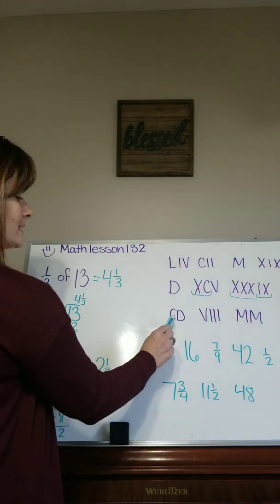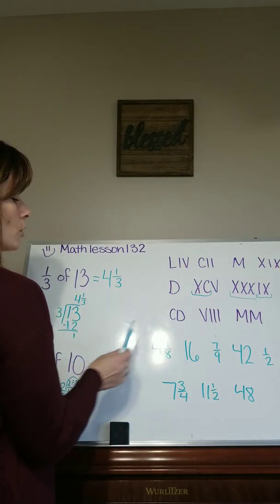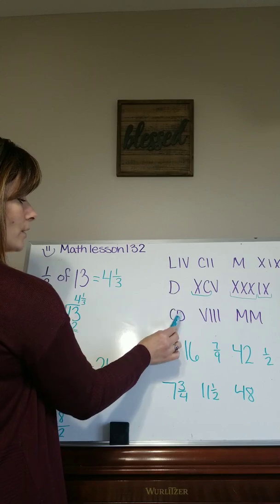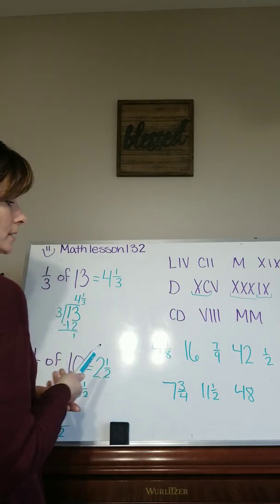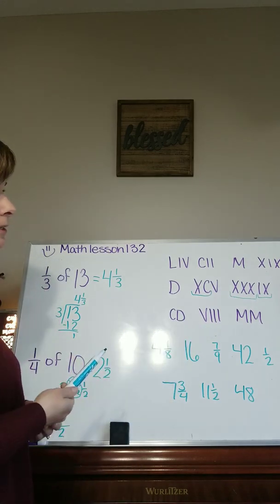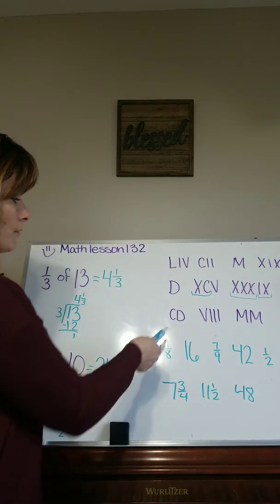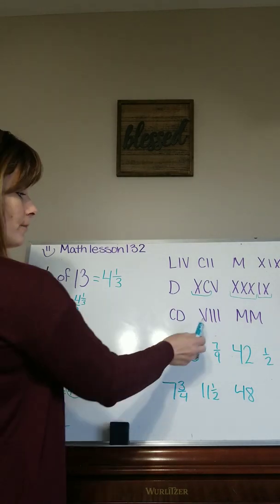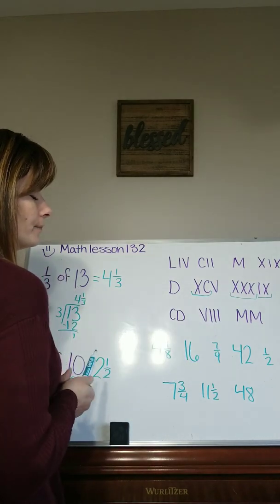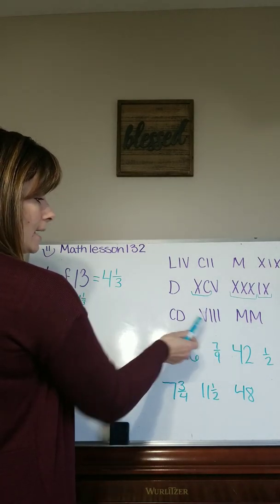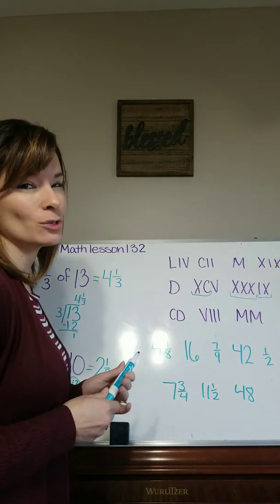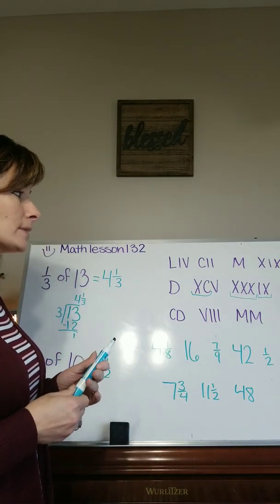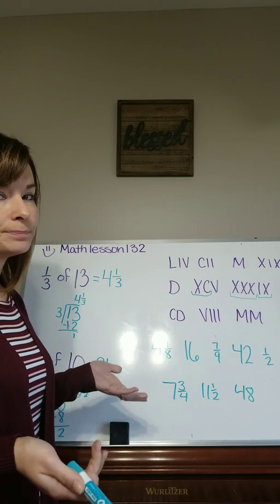Okay, here we have CD. So we know C is 100 and D is 500. So this is a smaller in front of the larger, so you have to take away. So I'm at 500, back up 100. 400. This would be 400. Okay, VIII. That's 5, 6, 7, 8. And the last one, M and M, what would be 2 M's? If M is 1,000, then 2 M's would be 2,000.